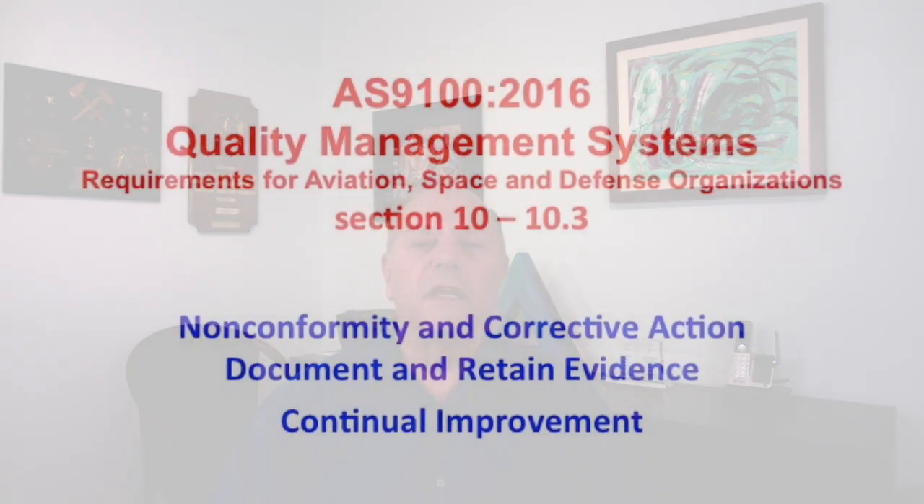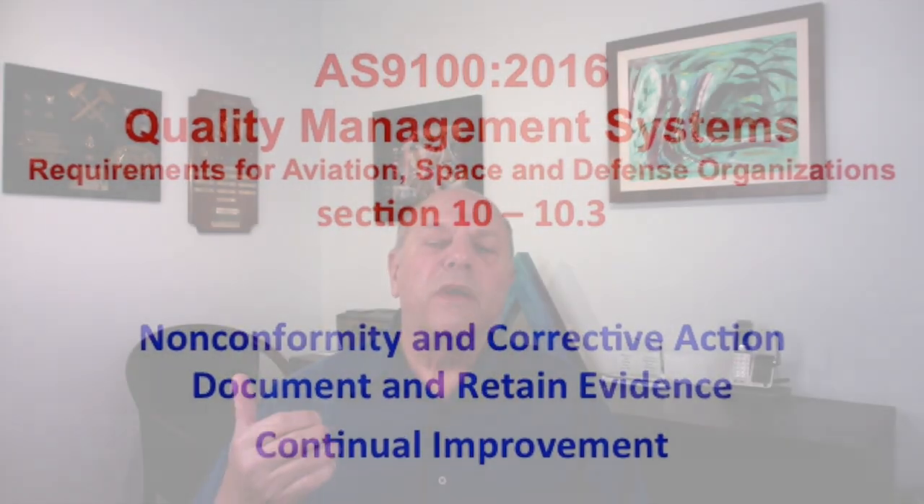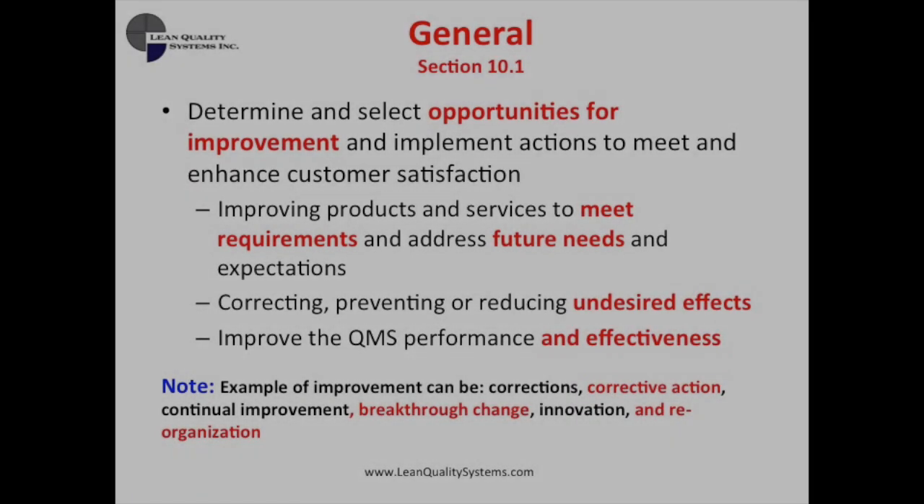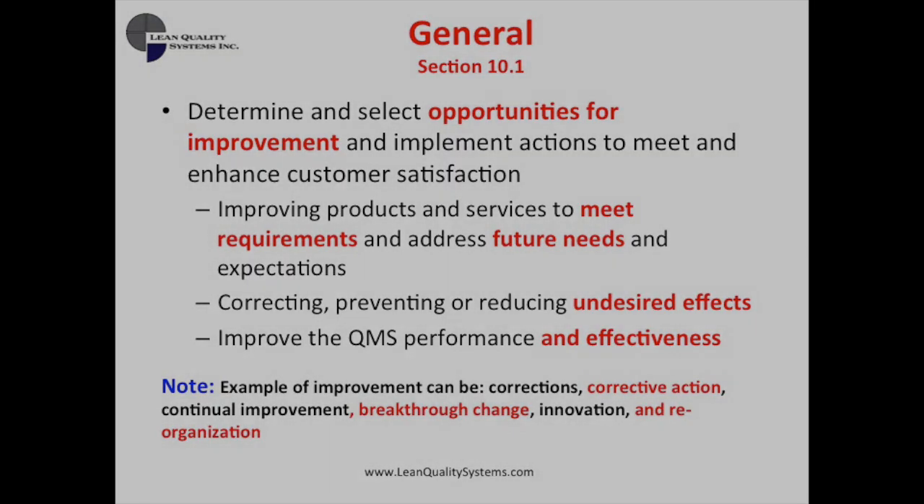Improvements, Section 10, 10.3. It's dealing with non-conforming and corrective actions, document and retention for evidence, documentation, and continual improvement. Determine and select opportunities for improvement and implement actions to meet and enhance customer satisfaction. We want to be improving products and services to meet requirements and address future needs and expectations. We want to deal with correcting, preventing, and reducing undesirable effects. We want to improve the quality management system performance and its effectiveness.